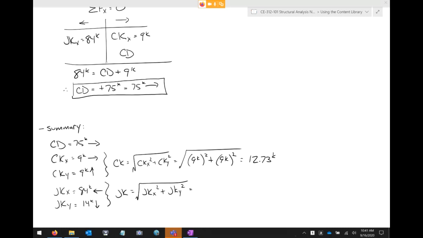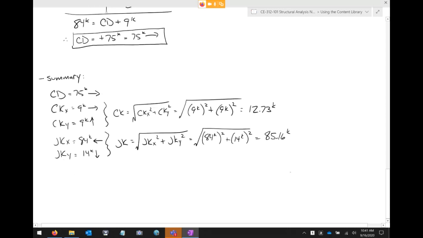So this is, and this is 85.16 kips. And then in terms of your signs, remember, we assumed everything was in tension, and that makes the end part that much easier.